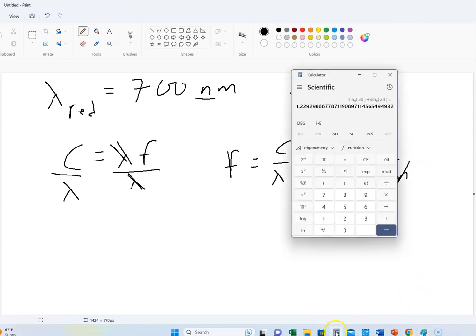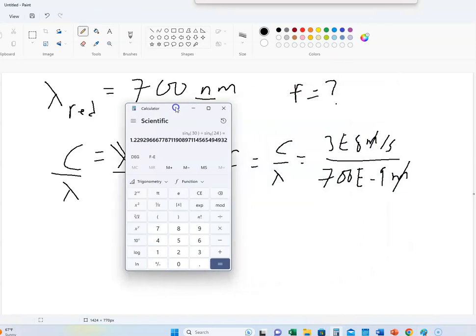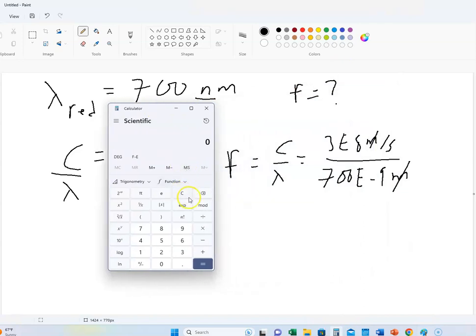All right, so we got to do this problem. Let me break out my scientific calculator, move it over a little bit. All right, let's clear that. So it's 3 times 10 to the 8th, 3 exp 8, divided by 700, and then exp to the minus ninth. So 3 times 10 to the 8th divided by 700 times 10 to the minus ninth equals.